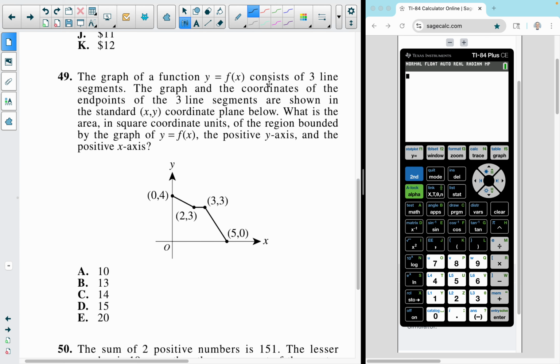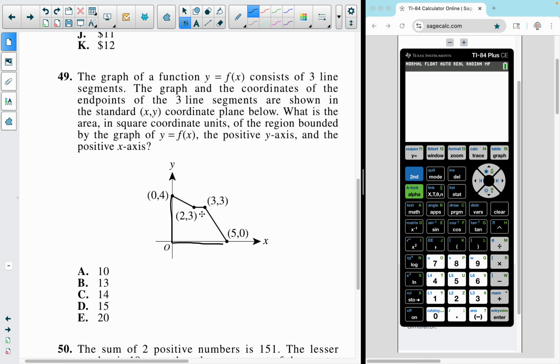49, finding the area. The question asks, what is the area in square coordinate units of the region bounded by the graph of y equals f of x, the positive y-axis, and the positive x-axis? So the graph itself, the solid part, the y-axis, and the x-axis. So this shape is the area. We want to find this area.